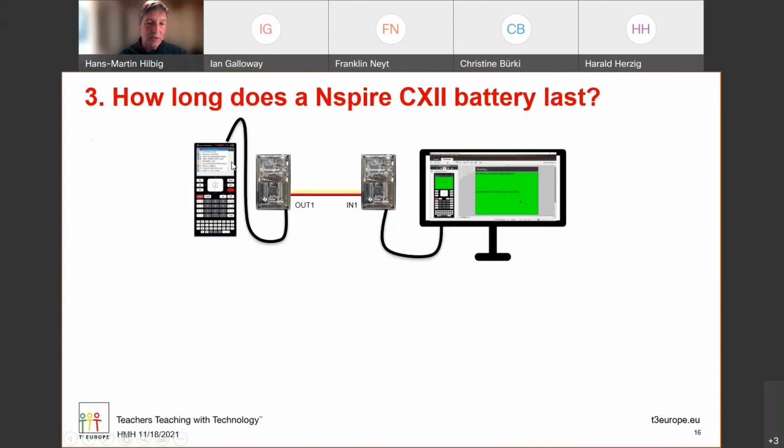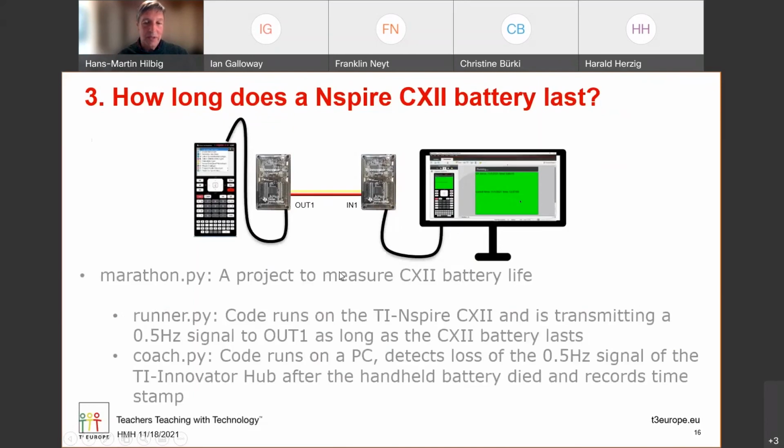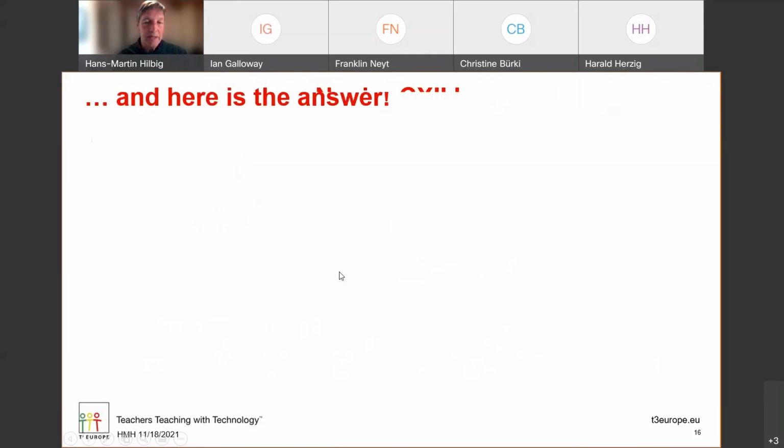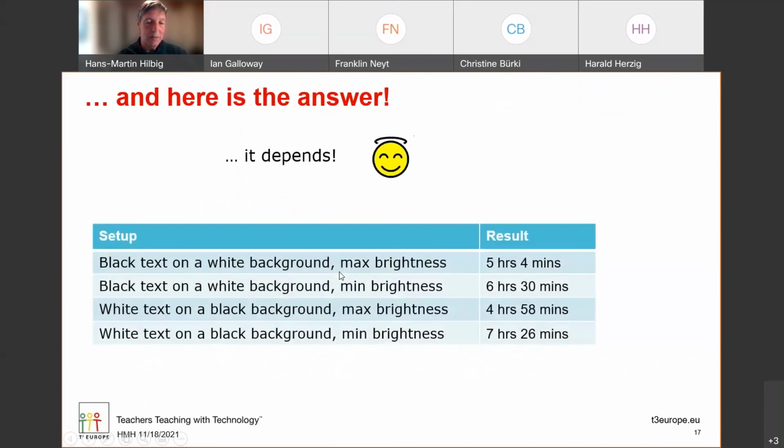And so as long as this one produces a 0.5 hertz signal, then the monitoring device says, okay, we are still green. The runner here is still alive. And with this, I've measured several setups here. And so the answer to how long the CX2 battery life lasts? Again, it's the same thing. It depends. And here's what it depends on.